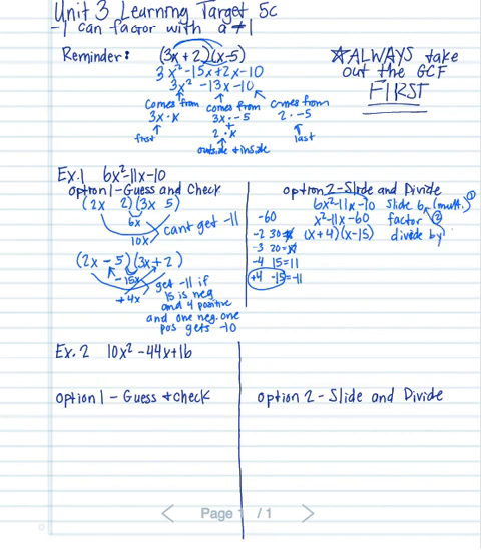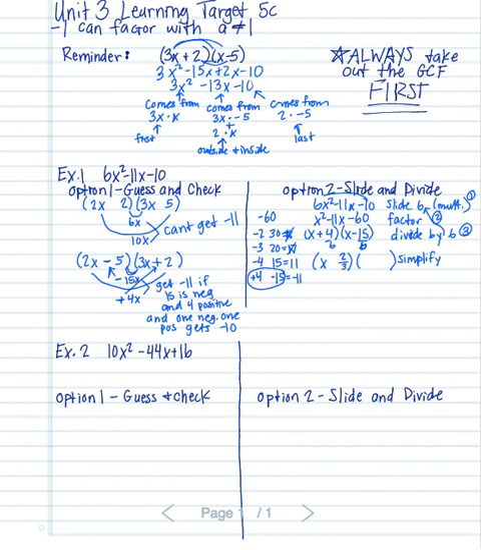So we'll take each number and we're going to divide it by 6. That's step 3. Step 4 is to simplify. So looking at 4 and 6, 2 can go into both of those things. So 4 divided by 2 is 2. 6 divided by 2 is 3.